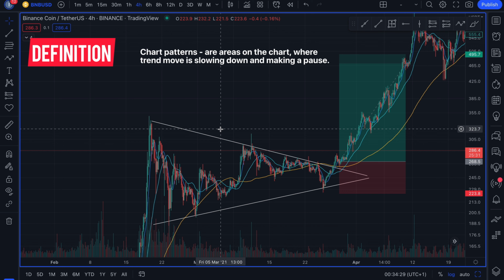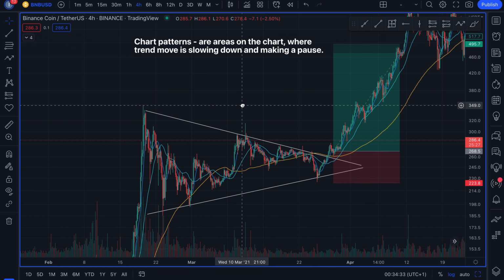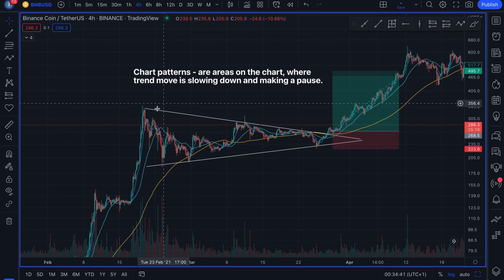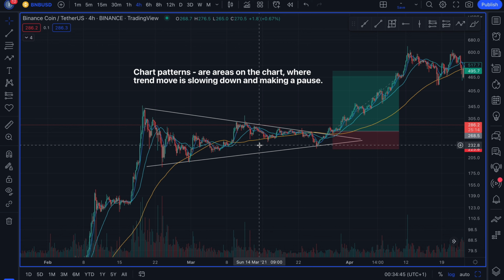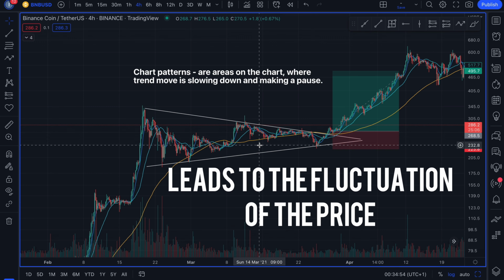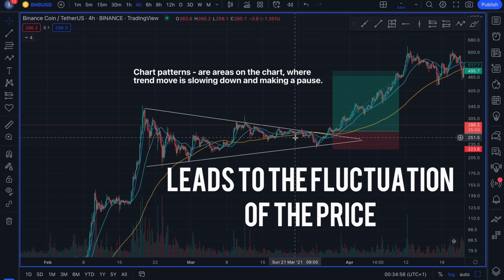Chart patterns are areas on the chart where a trend move is slowing down and making a pause. You can see the price consolidation and the formation of certain graphic patterns. In that area, traders open or close their positions, fix a part of the profit, or add more margin. That eventually leads to the price fluctuation, which you can see here on the chart.